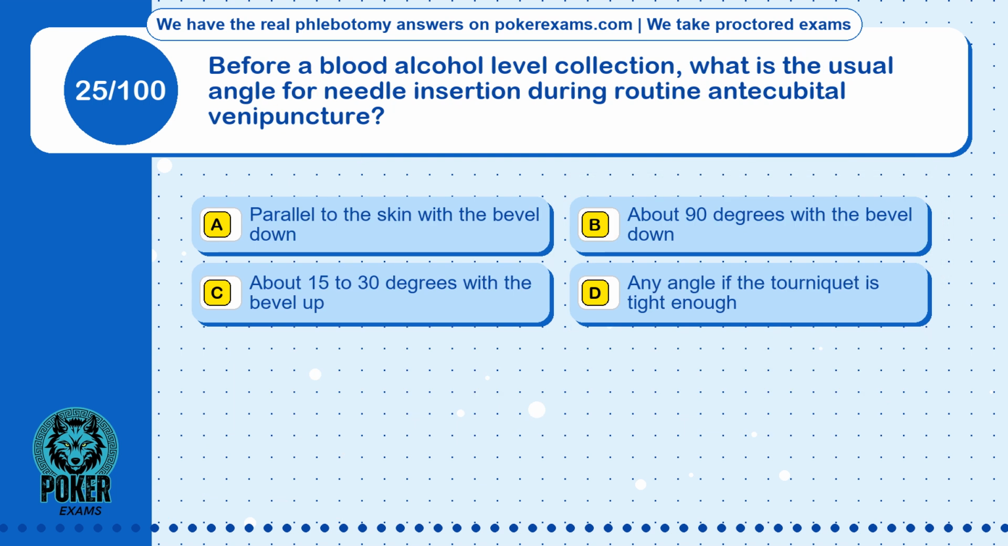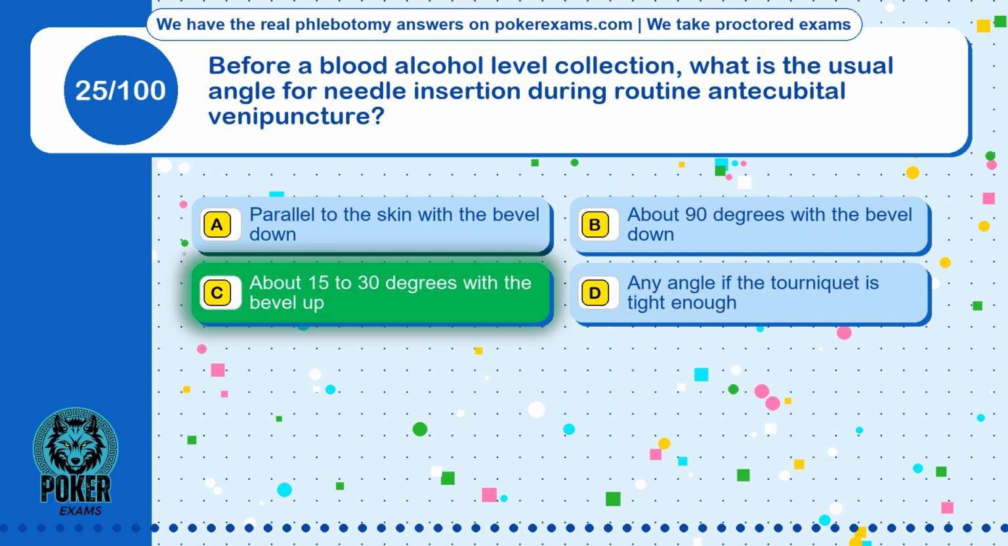Question 25. Before a blood alcohol level collection, what is the usual angle for needle insertion during routine antecubital venipuncture? Option A, parallel to the skin with the bevel down. Option B, about 90 degrees with the bevel down. Option C, about 15 to 30 degrees with the bevel up. Option D, any angle if the tourniquet is tight enough.